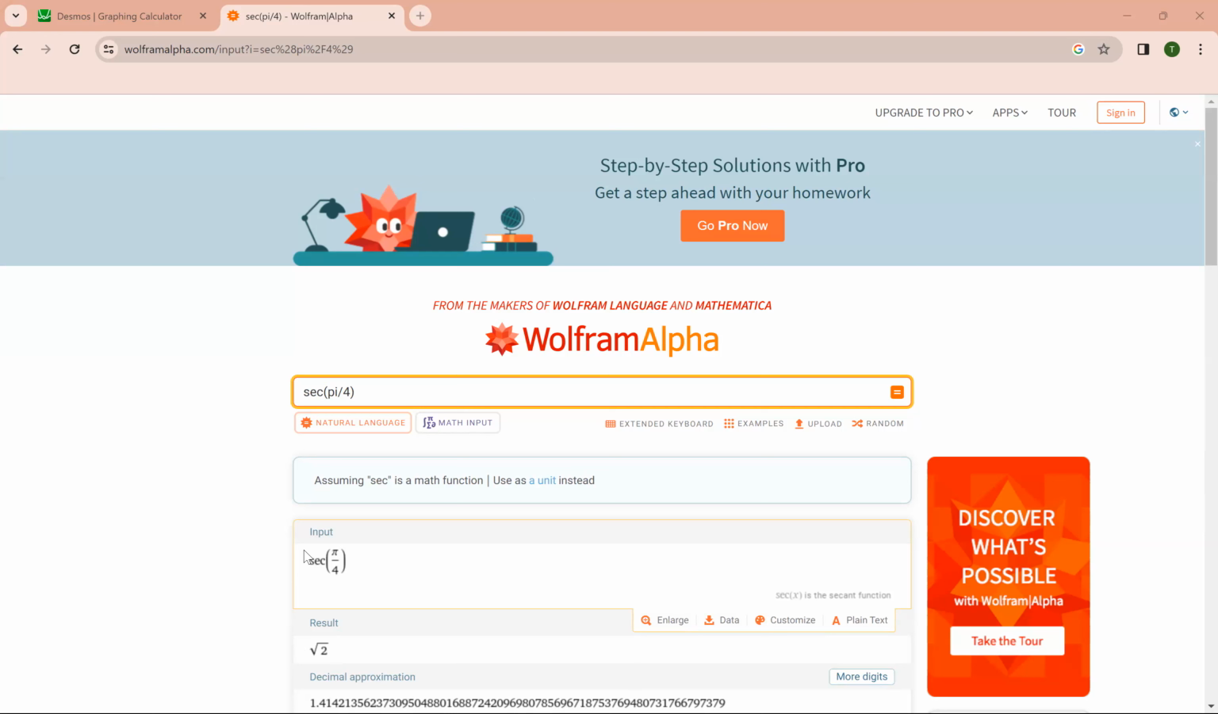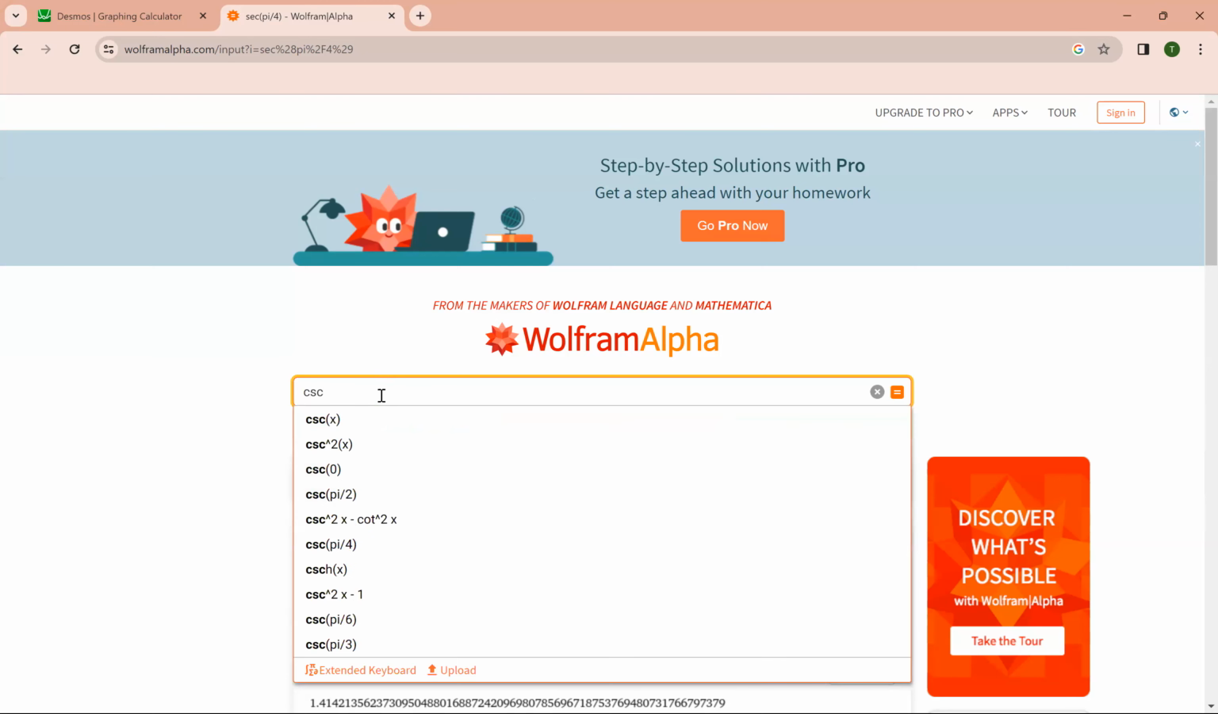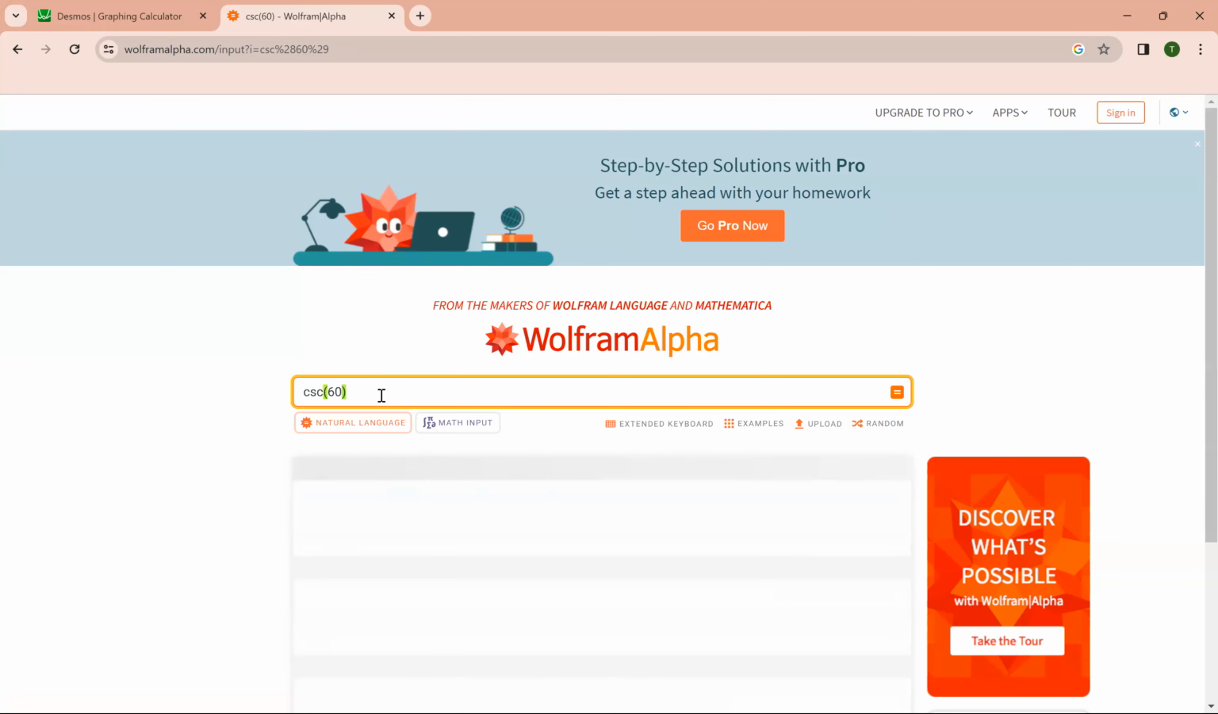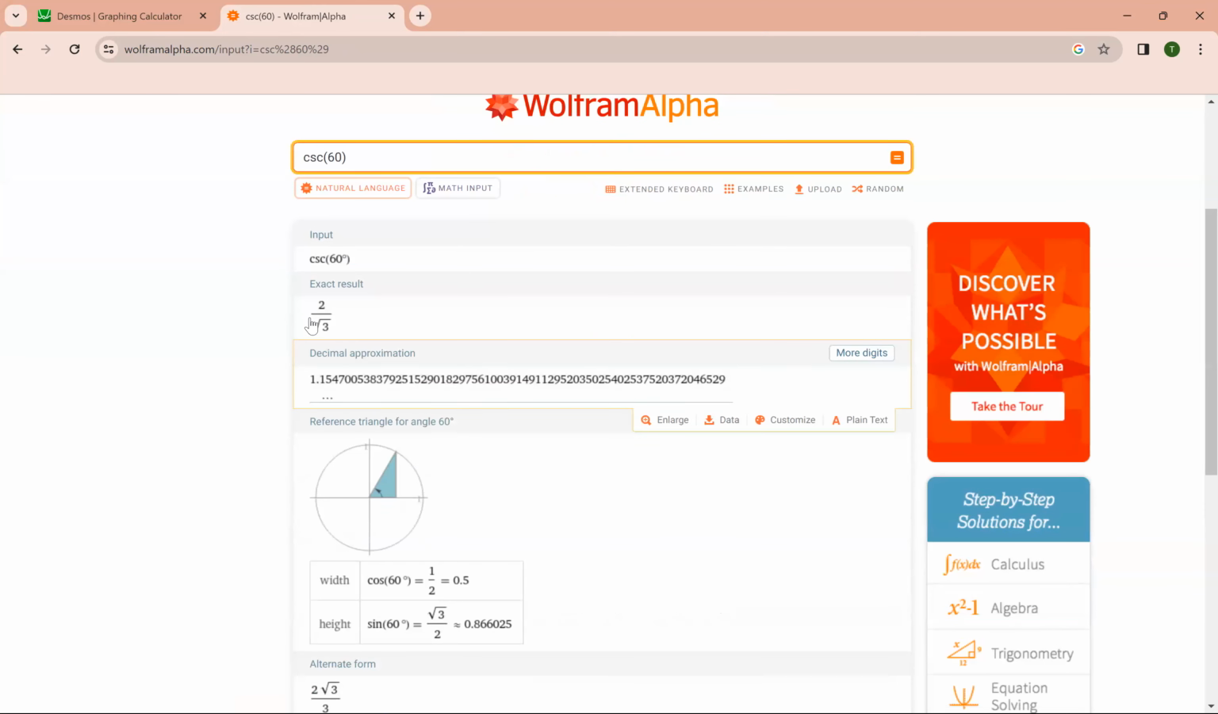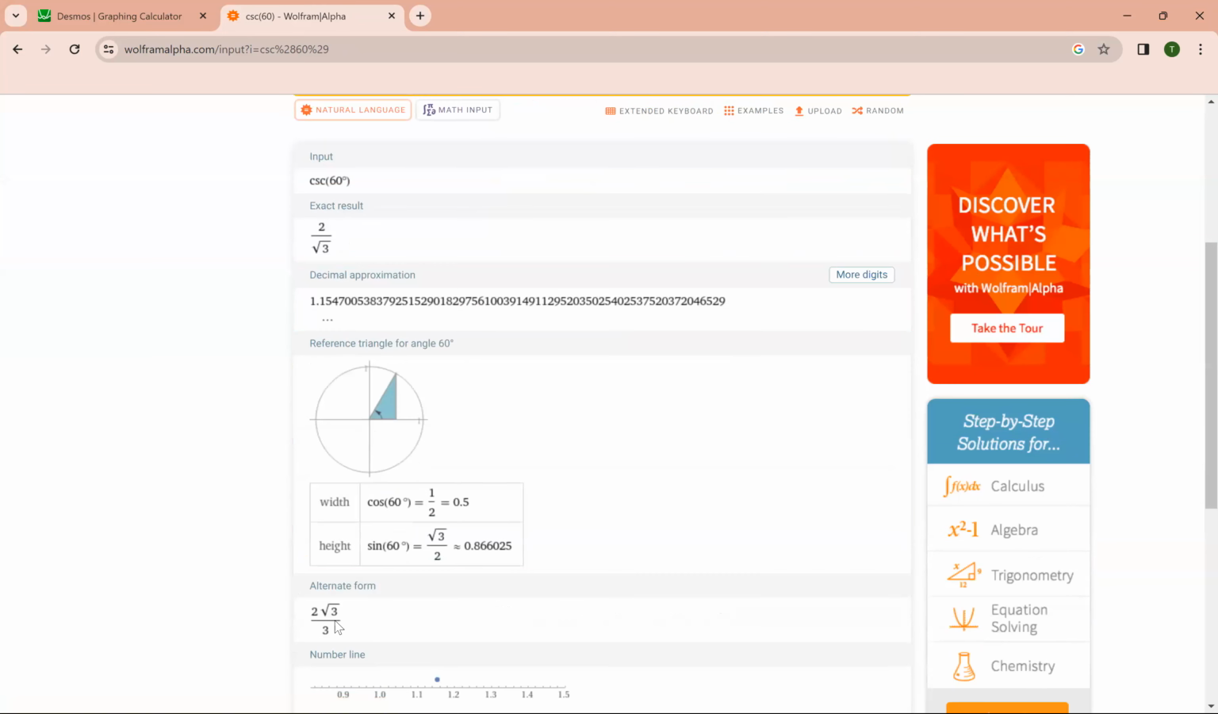Cosecant of 60 degrees. Wolfram, for example, is pretty good at picking up when it's this. Now, one of the issues is that this is not rationalized, so it may not like that. Sometimes you have to go down to the alternate form, which is 2 root 3 over 3. 2 square root of 3 over 3.